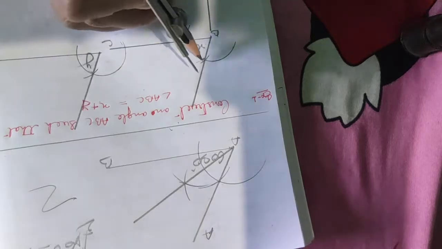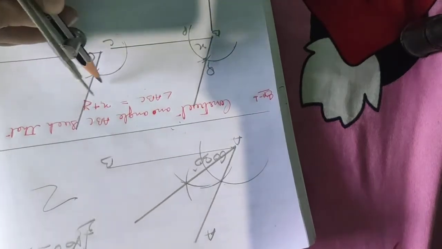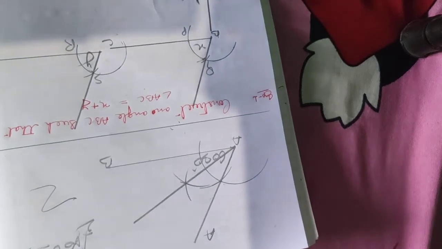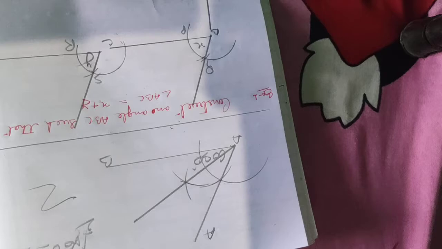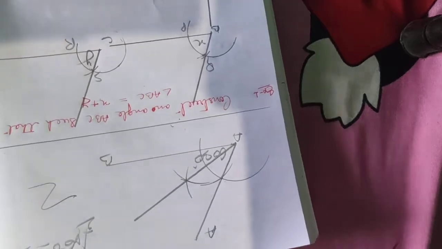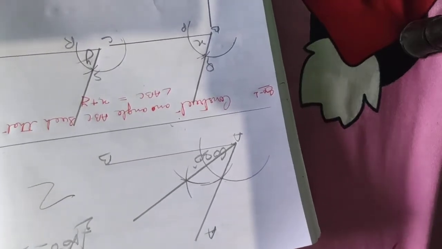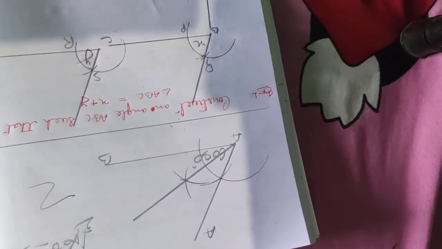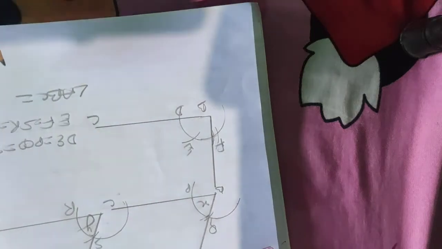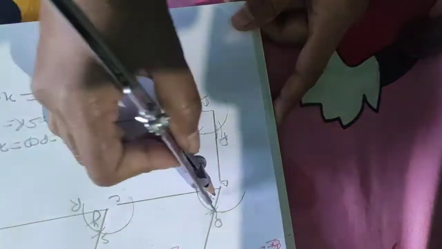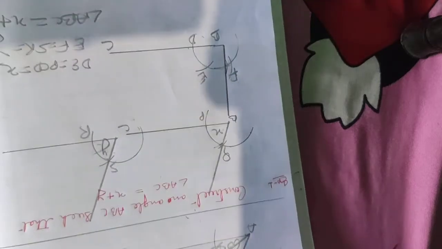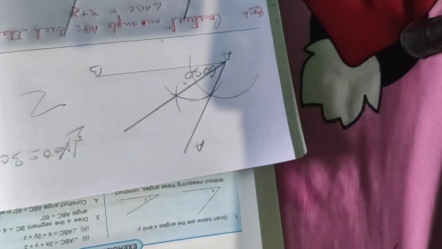You can write here QP, SR, okay. This is D, this is E, this is F. So DE equals PQ equals X length and EF equals SR equals Y length. So angle ABC equals X plus Y, these two, X plus Y, okay children. So like this you can do. In the same manner, angle ABC equals 2x plus y you can do.